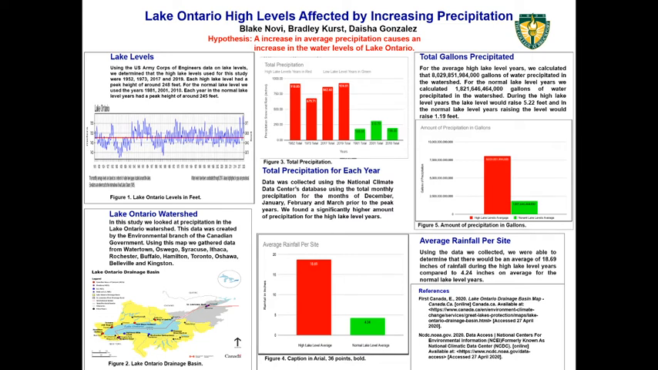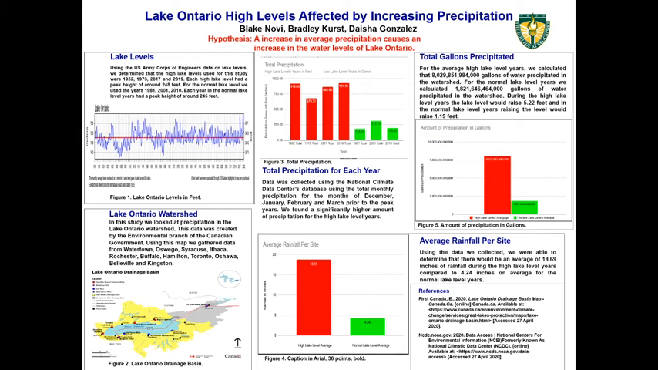We then calculated and found that during the normal lake level years, it precipitated 1,821,646,346,000,464,000 gallons. We then calculated that this would raise the lake about 1.19 feet.